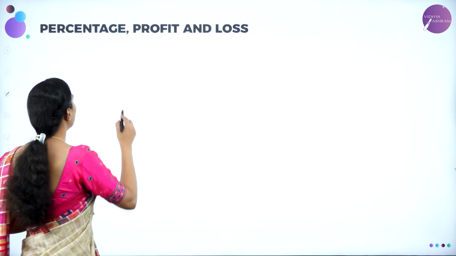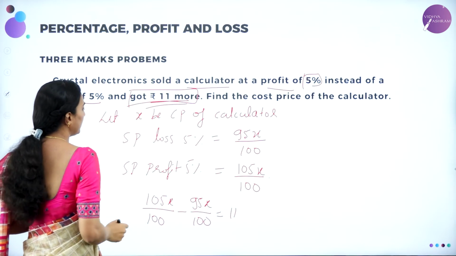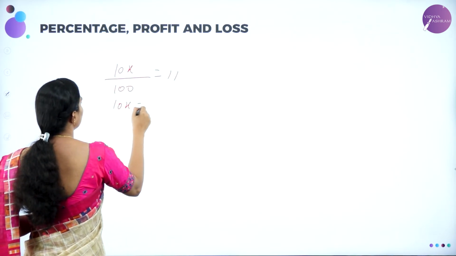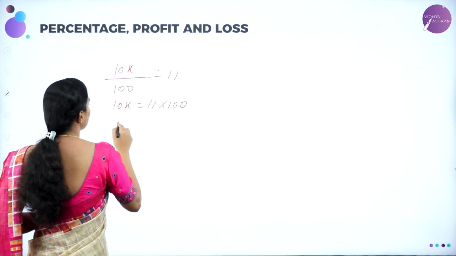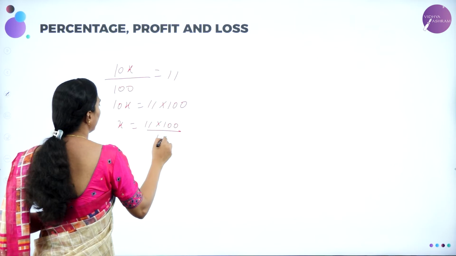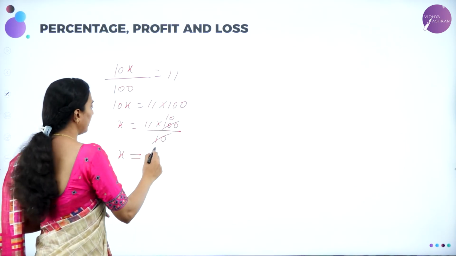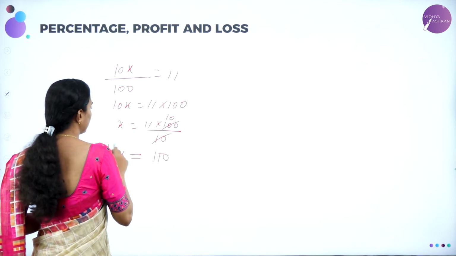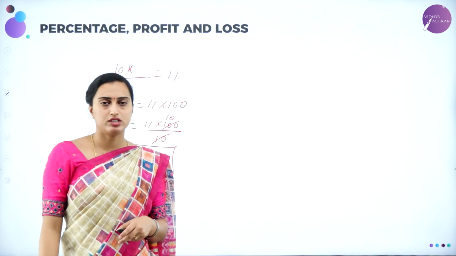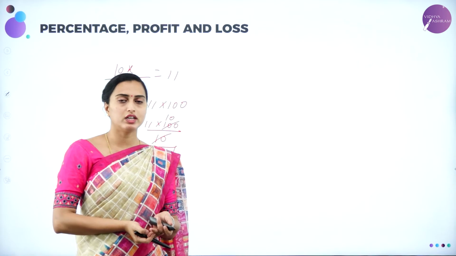So therefore the LCM will be 100. 105 minus 95 is 10x is equal to 11. 10x is equal to 11 into 100. So x will be equal to 11 into 100 divided by 10. So x will be equal to 11 into 10, which is 110. That's it. Okay. So this will be the cost price of the calculator. So that's it, dears. I hope you understood how to solve this question. We'll move on to the next question.